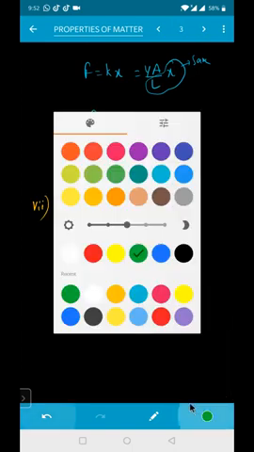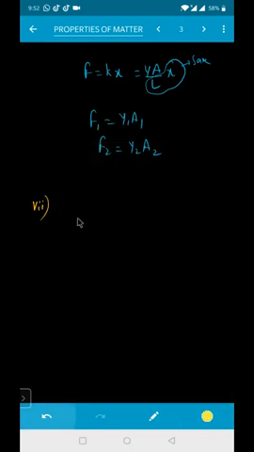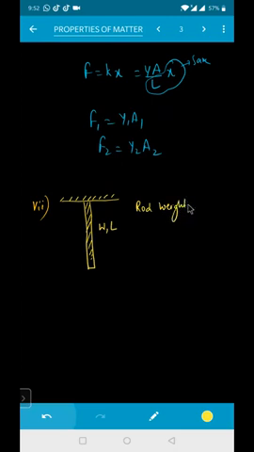Next point. Say for example, this is your rod, and this rod is hanging like this. The weight of the rod is W and the length of this one is L. So the rod weight is equal to capital W.